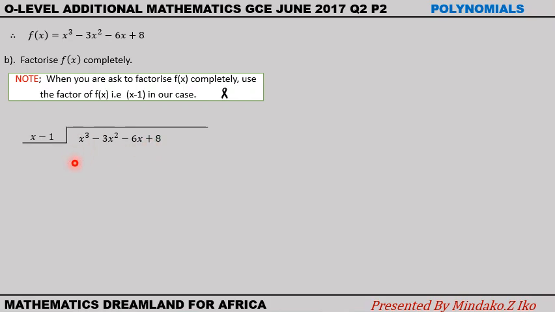Now doing the long division, this is what we do. I will take the first term here. If I take this x cubed, then I will divide it by x. Now x cubed divided by x is just x squared. Okay, now the x squared will be placed here. Now the x squared will multiply again with this x to give me x cubed again, and then I multiply that same x squared with negative 1 to have negative x squared.